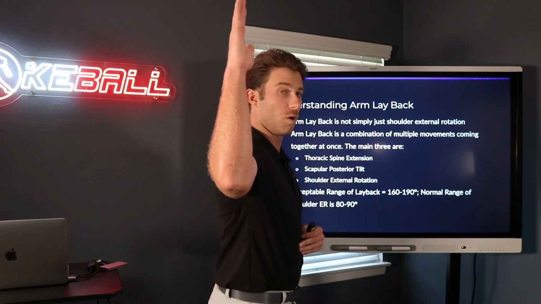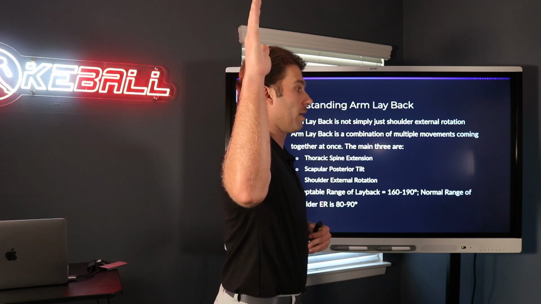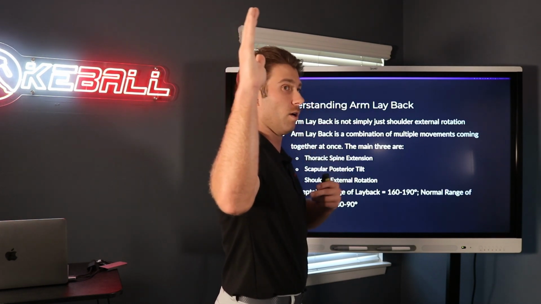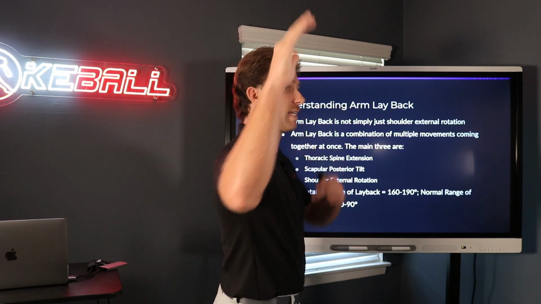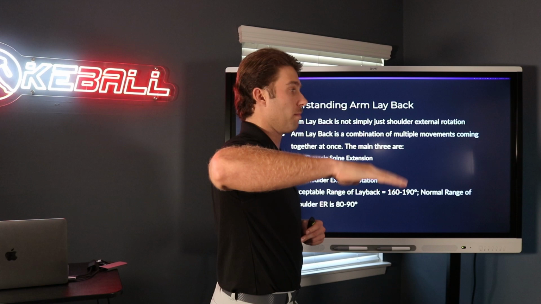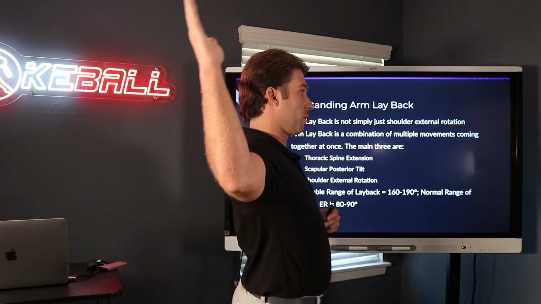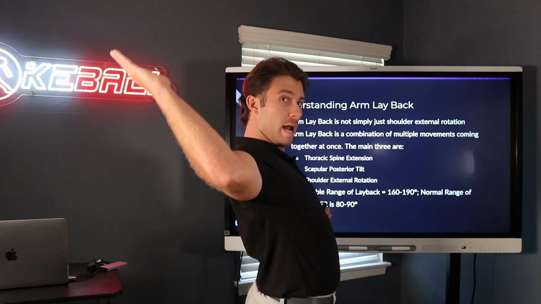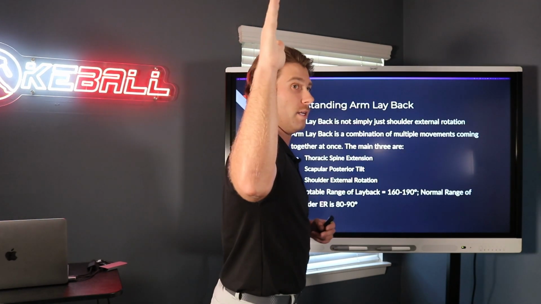So I'm going to go into shoulder external rotation, and now I'm going to start to extend my spine and posteriorly tilt, meaning tilt backwards, my scapula. I'll show you guys in the next slide when we look at Jacob deGrom. So I'm at 90, now I start to extend my spine and posteriorly tilt my scapula, and now you can see where I can get. I got a lot more range there than just the 90 degrees.